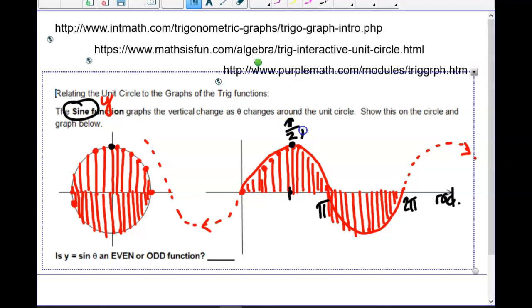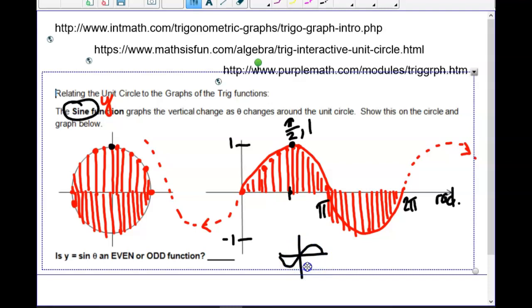Half of pi would be pi over 2. And it went up to 1 and down to -1 because that's the radius. All right. But going back and looking at this, if I were to draw the positive branch over here and the negative branch over here, what is the symmetry of that? Do you remember?